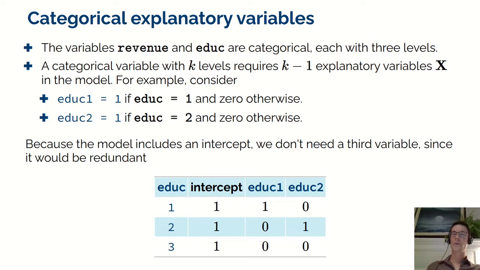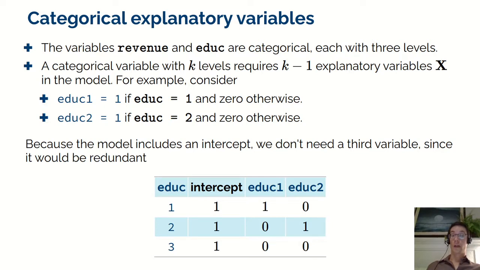Let's look at other categorical variables, because the binary case illustrates the output, but it's pretty obvious. As I said, if you want to include a factor or a categorical variable with k levels, here they each have 3, we need 2 dummies. So I'm going to define 2 variables, let's say educ1 and educ2, and they're going to be equal to 1 if their respective value for education, so educ1 is 1 for education level 1, and it's 0 otherwise.